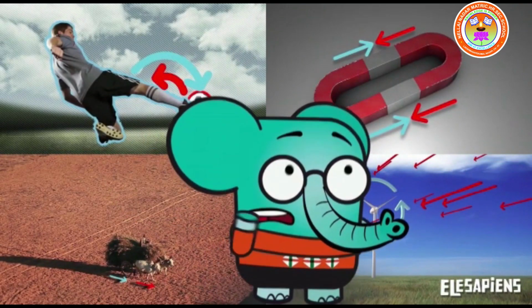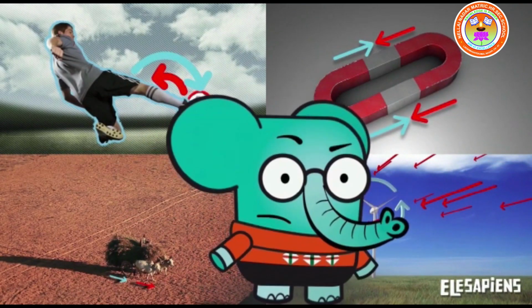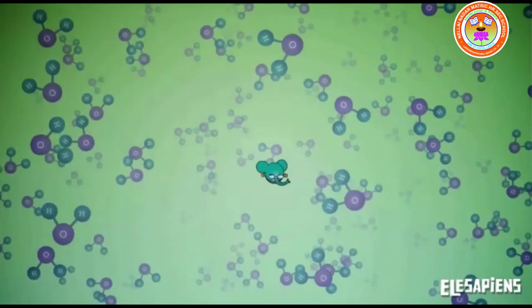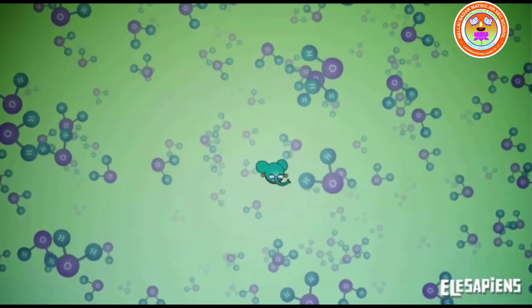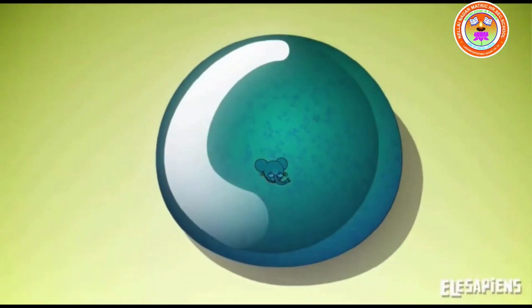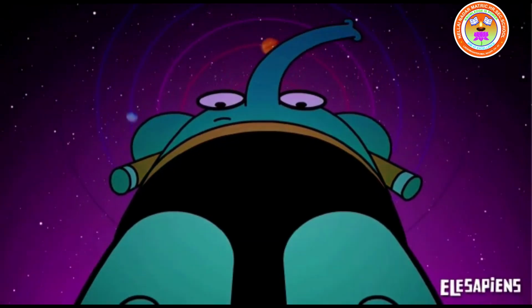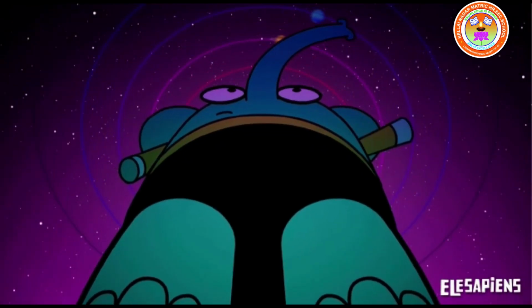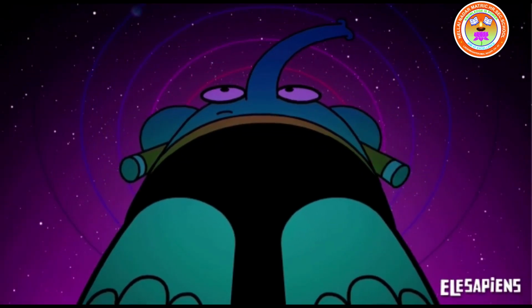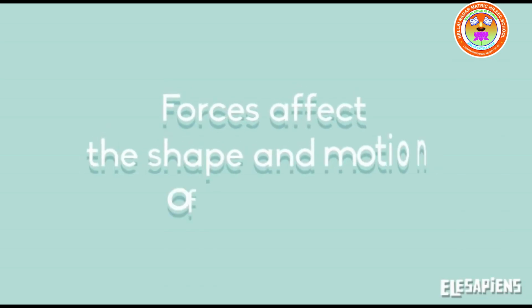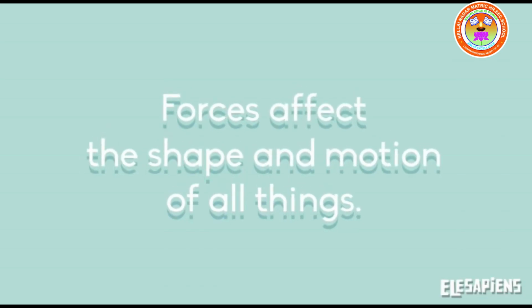All the things that surround us exert forces on each other, and this is constantly happening. Some forces act in tiny things, such as those joining the water molecules to form a drop. And other forces act on humongous things, such as those governing the motion of the planets. Forces affect the shape and motion of all things.